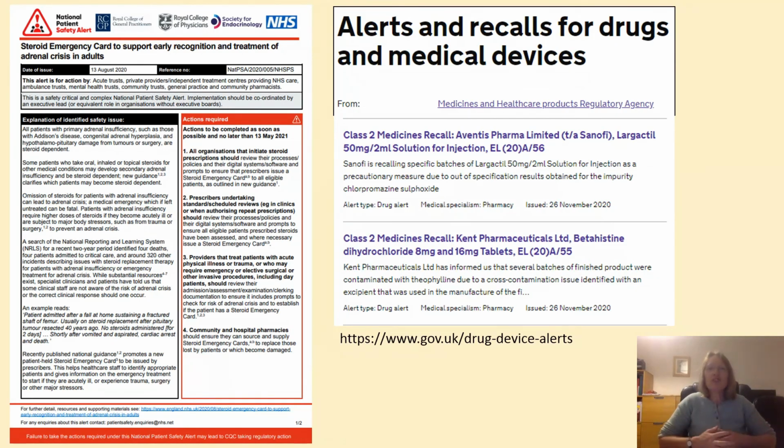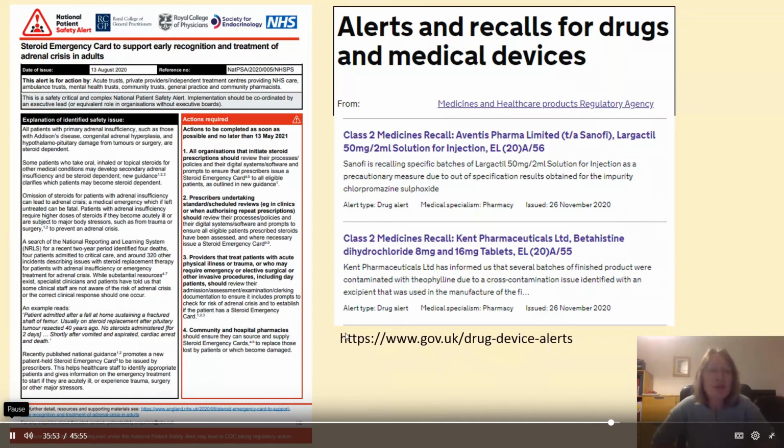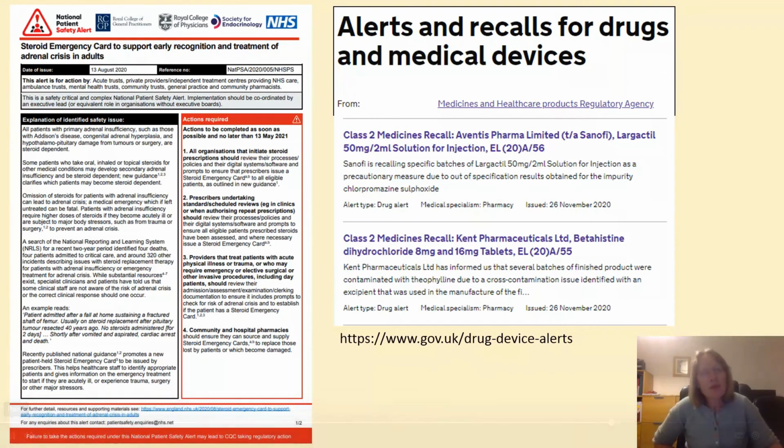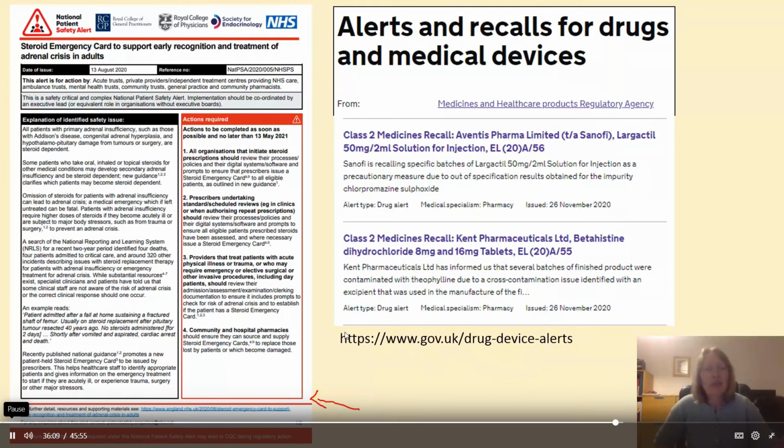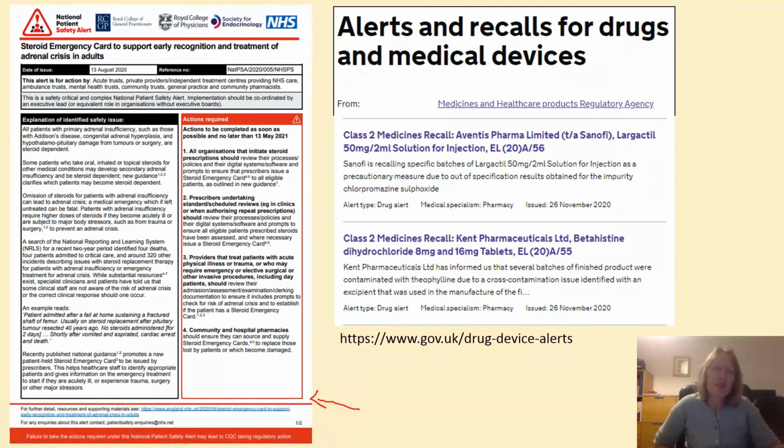And this is just to show you what the alerts look like as well. It's very rare that we get one of these alerts, such as this one on the left here. This is one of the patient safety alerts that was most recent, sent out in 2020. We don't get many at all, maybe a couple a year, and they're very, very thorough. They're an analysis of something that needs to change and has been recognised as a problem.